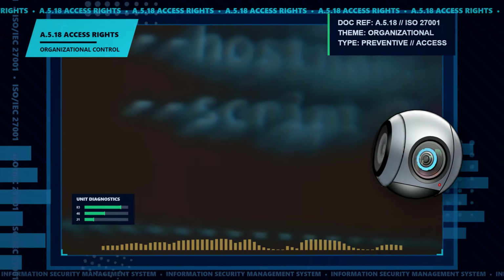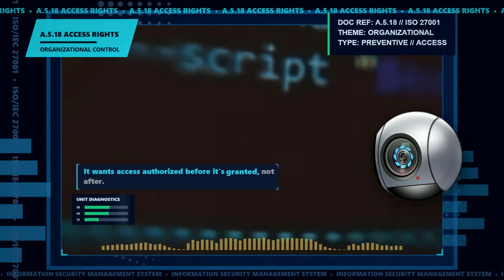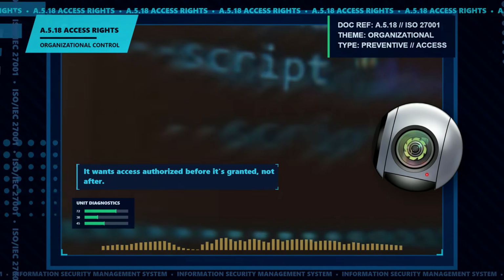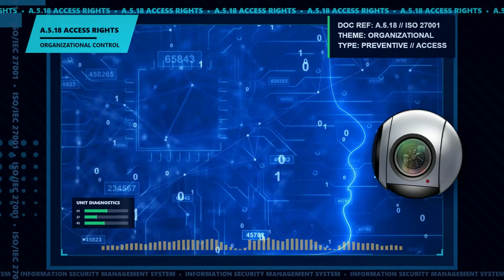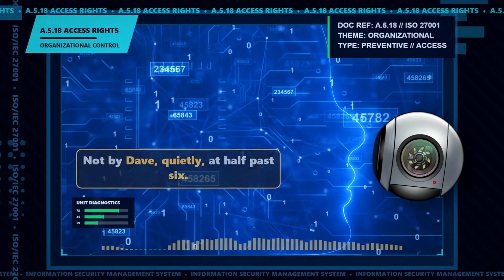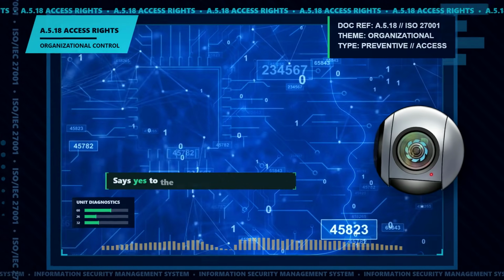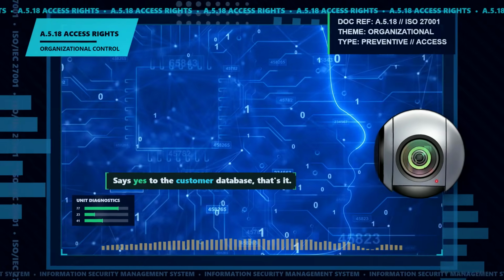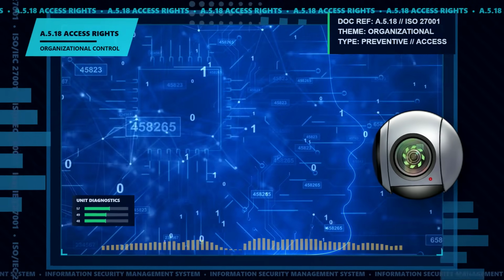Joiner. Somebody starts. What does 5.18 want? It wants the access to be authorized by somebody who owns that information before it's granted, not after. Not by Dave, quietly at 6:30 on a Friday because the new person was blocked. The owner of the customer database says yes to the customer database, that's it, and it wants a record of that yes. 12 people means this is a form, one form.